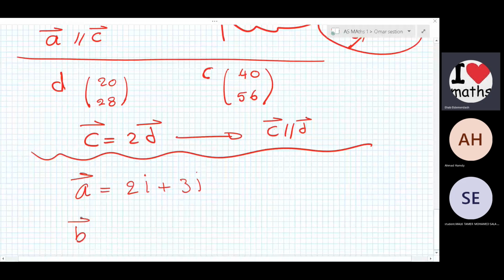Are these parallel? No. Why are they not parallel? The ratio 2 becomes 10, so we multiply it by 5. Is 3 multiplied by 5? No. So they are not parallel.